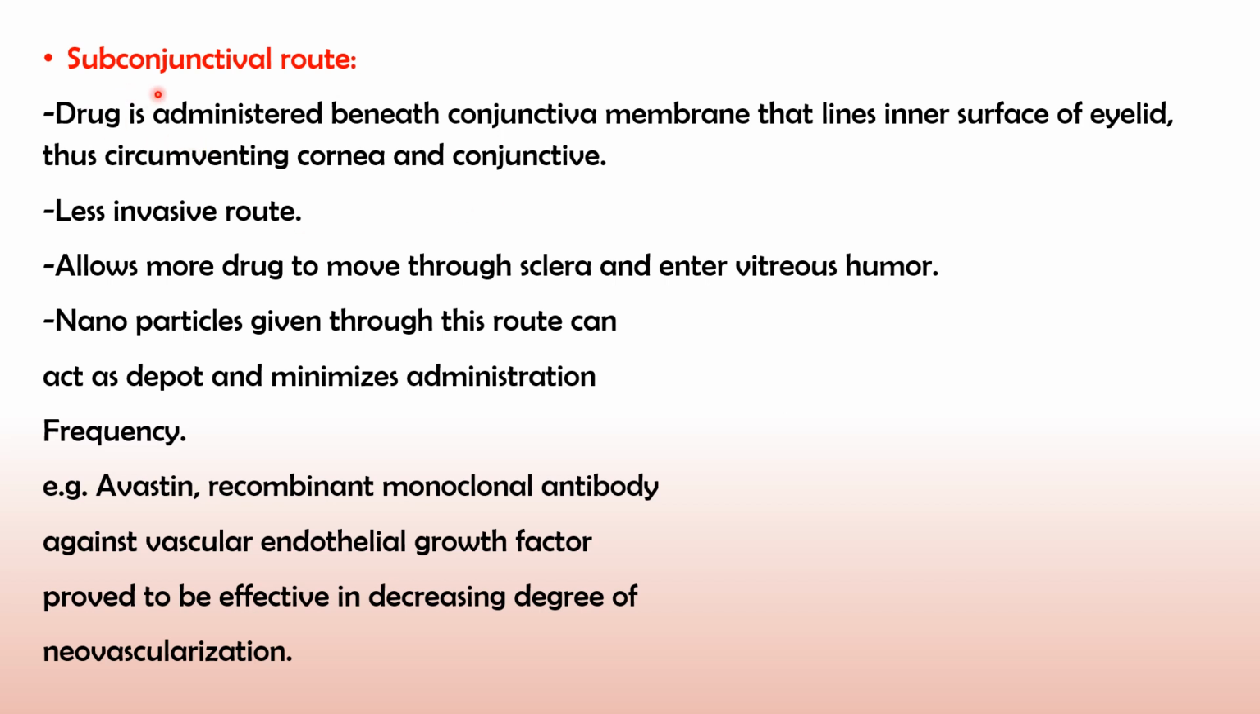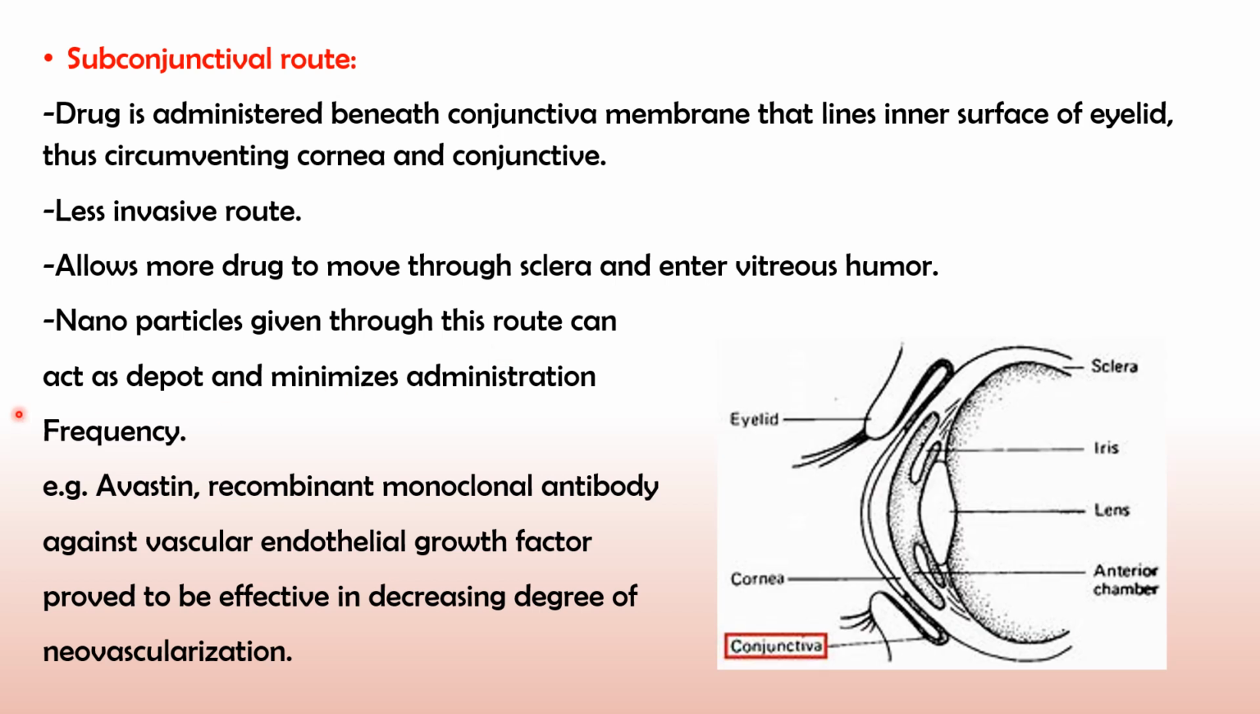Okay, so if you are giving it through the subconjunctival route, then you circumvent the cornea and the conjunctiva. So this particular method is less invasive as compared to the intravitreous method. It allows more drug to move through the sclera and directly enter the vitreous humor. Nanoparticles given through this route can act as a depot and minimize the administration frequency. Now if you see this, this is your eyelid, and below this eyelid is the conjunctiva, and when you give the injection below the conjunctiva, then it becomes the subconjunctival route.